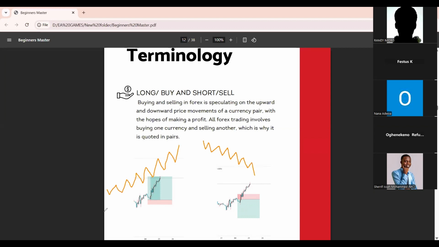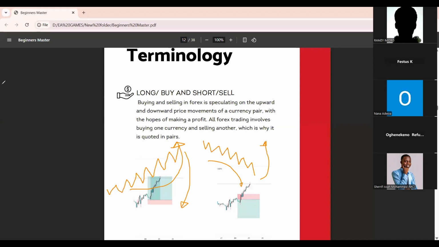So if you want to take advantage of the market and you say you want to buy, that means at the end of the day, if the market moves up, you are in profit, but if the market moves down, you are in loss. It has gone against you. The same way also applies to the sell scenario. If the market moves up, it goes against you. If the market moves down, you are in profit.